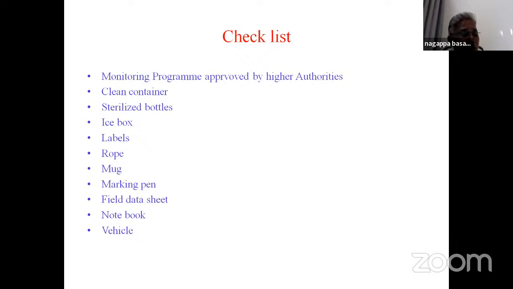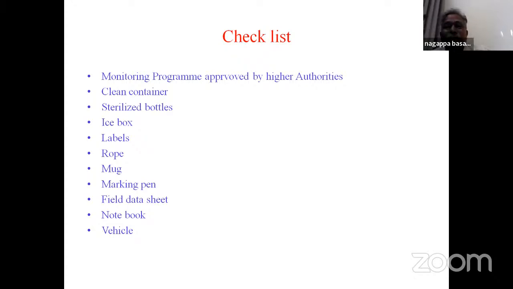Nowadays, I have seen that a majority, 50% of the staff working in this line, purchase a Bisleri bottle, drink the water, and afterwards collect river water or lake water or borewell water in the same bottle. No, it is not a good practice. A Bisleri bottle is not approved for collecting water samples. A very good icebox you have to provide for the sampling team. Labels, rope, one mug, a marking pen we have to give. A field data sheet is very, very important.